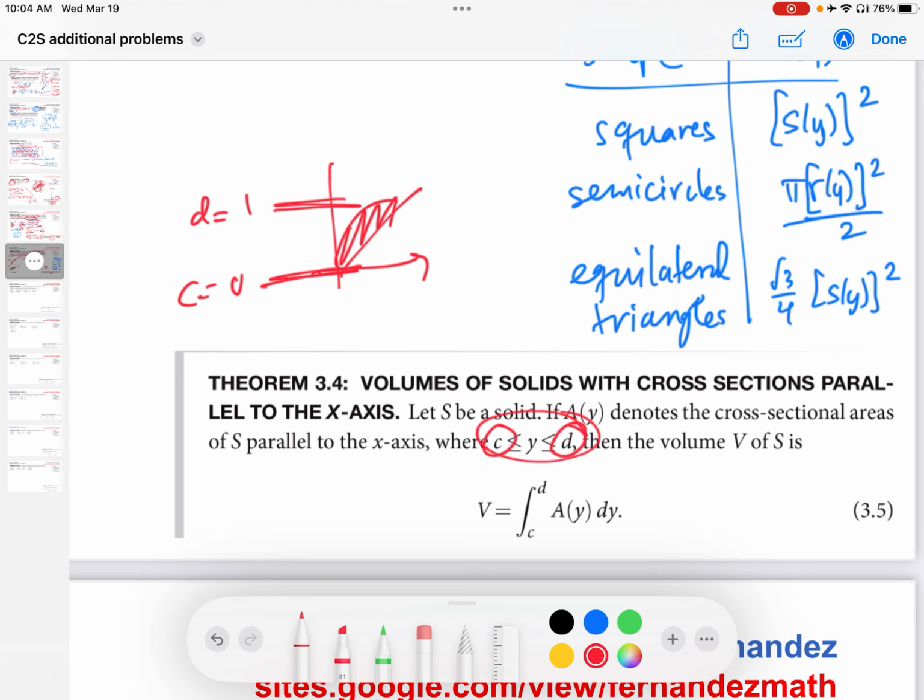If you know those values, then you set up your integral from c to d of A of y dy. And A of y is, again, the area of one of these cross-sectional slices, either a square, triangle, semicircle, or whatever other shape it has.